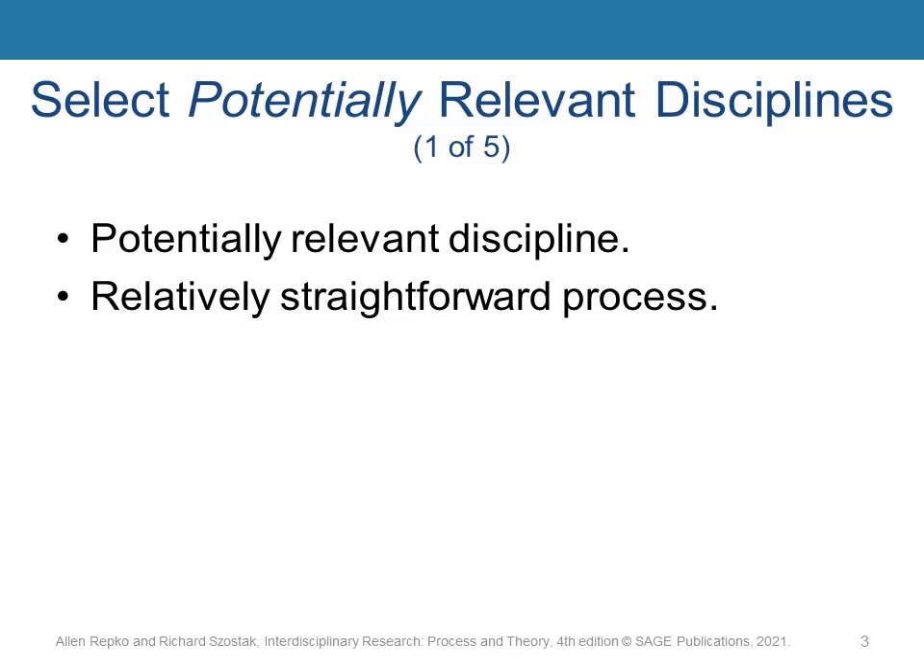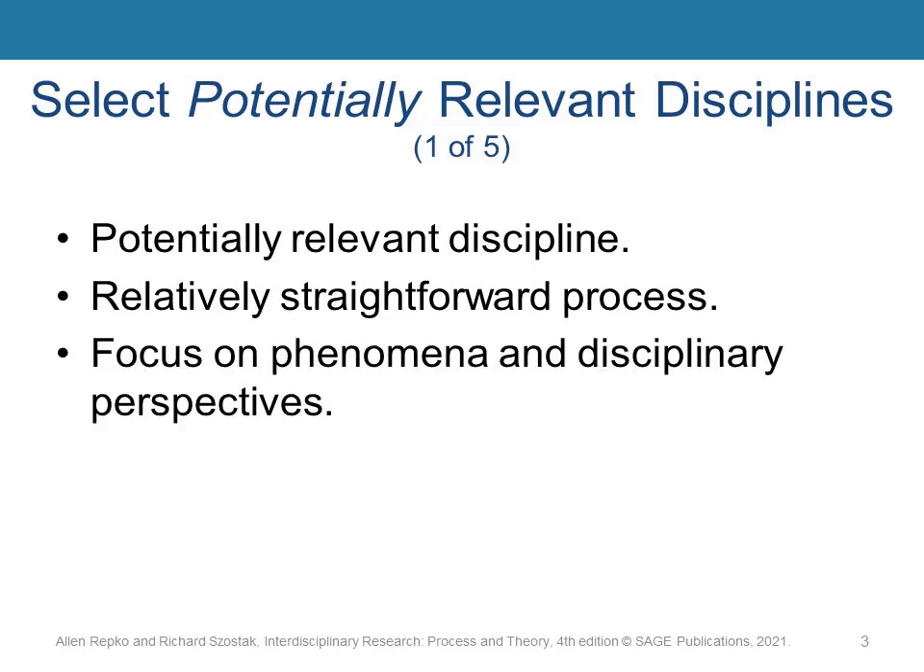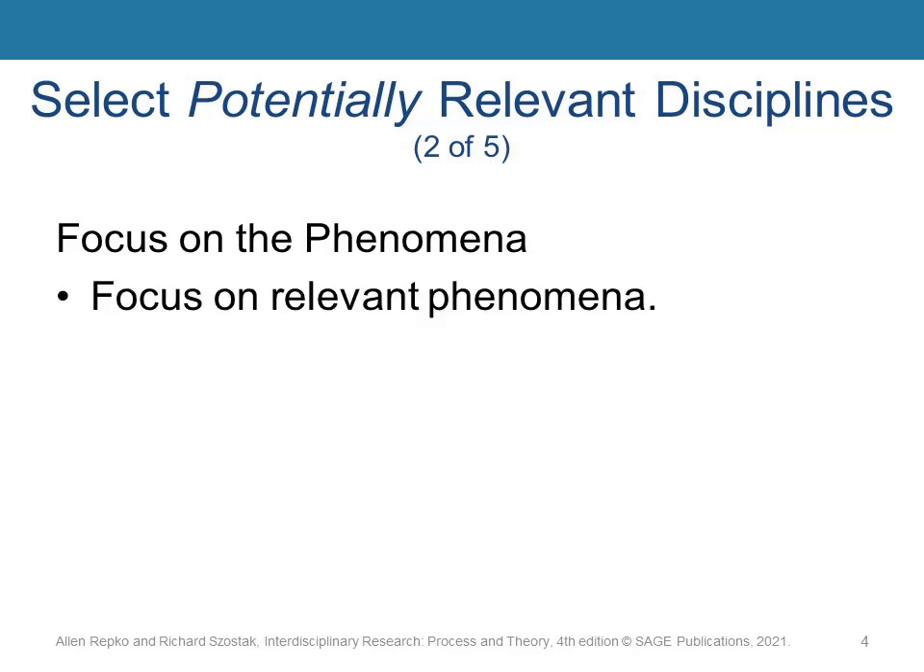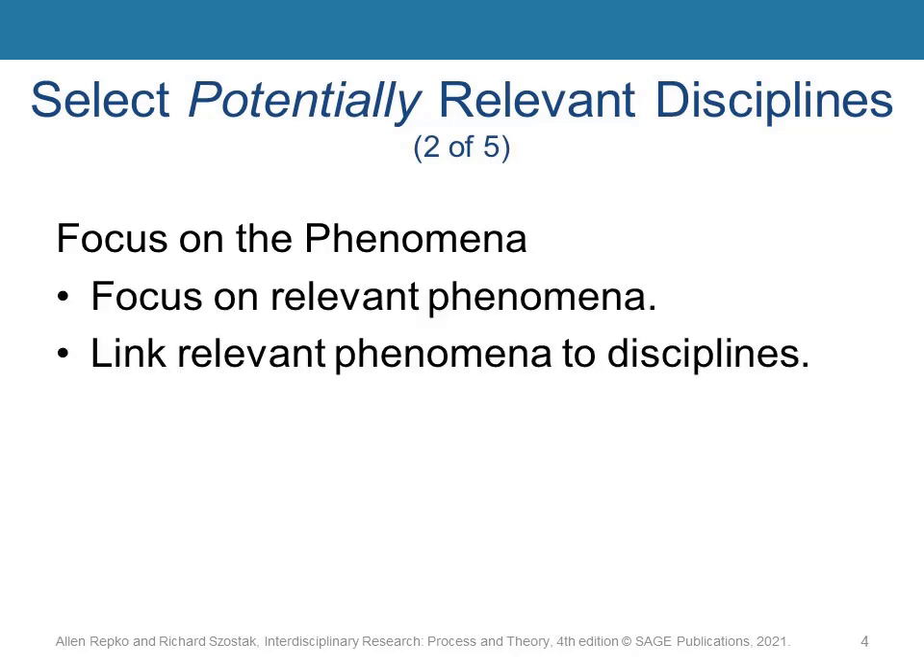After all, interdisciplinarians seek comprehensive understanding of the problems they examine. To do this, we are going to focus on both the phenomena of interest as well as the perspectives of the many disciplines that are relevant to the problem. To help you identify potentially relevant disciplines, start by focusing on the phenomena that are relevant to your problem. We want to first focus on the phenomena and then try to link that phenomena to disciplines.